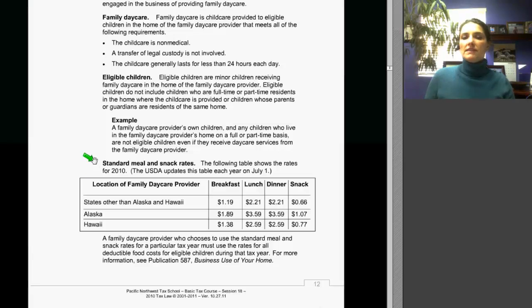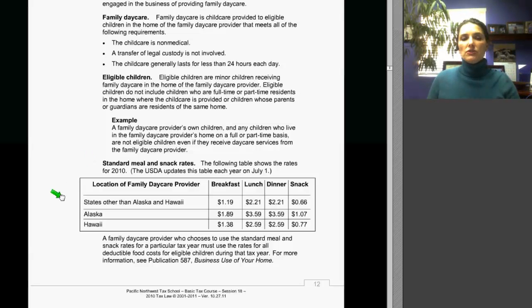And here are the standard meal and snack rates that family daycare providers can use, and this applies only to family daycare providers. For example, it does not apply to home elderly care providers, only to child daycare. The following table shows the rates for 2010, and the U.S. Department of Agriculture does update this table once each year on July 1st.